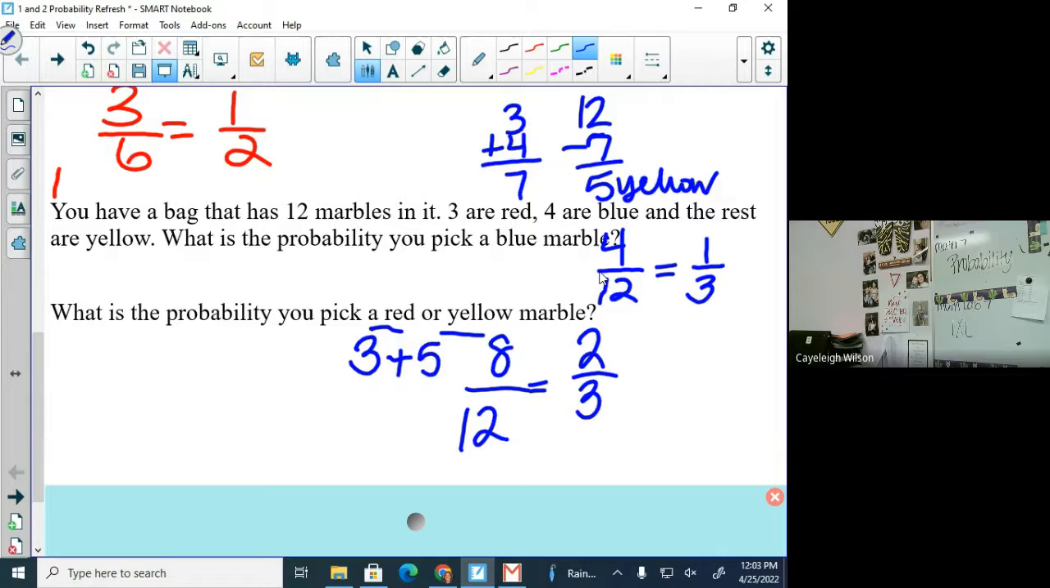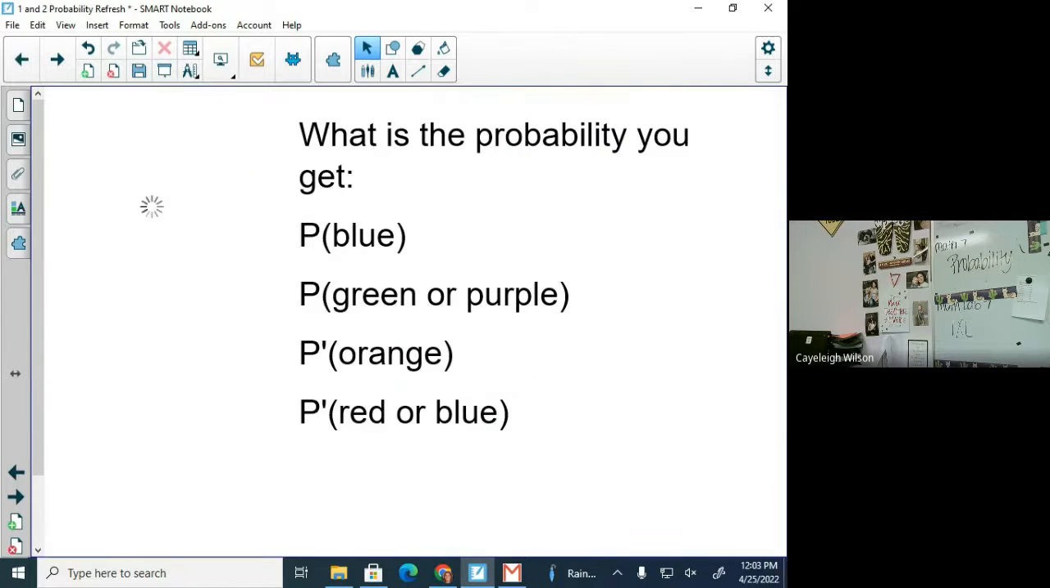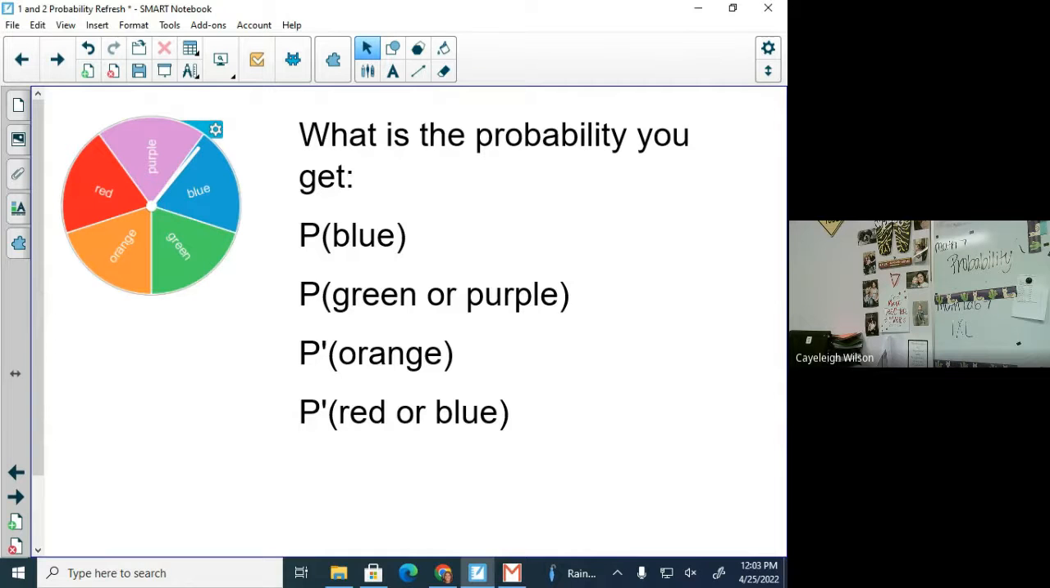All right, I'm going to let you all try this next page on your own. So write your answers on your paper. All right, you got 4 questions. They want to know, based off this picture, what is the probability that you'll spin blue, green, or purple? What is the probability of not orange and the probability of not red or blue? Answer all 4 questions on your paper. You don't have to draw the spinner, just answer the question.